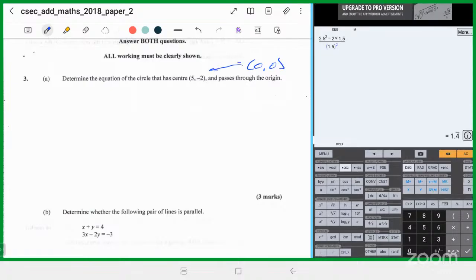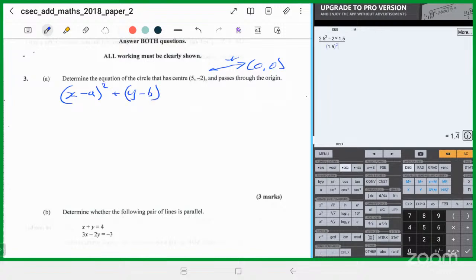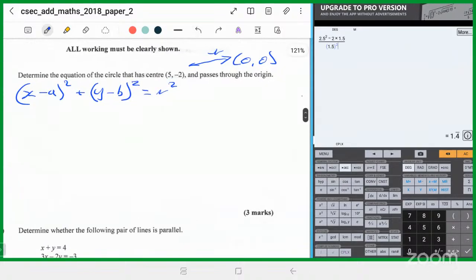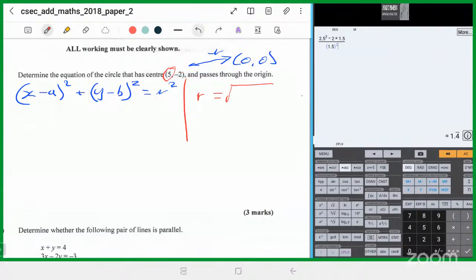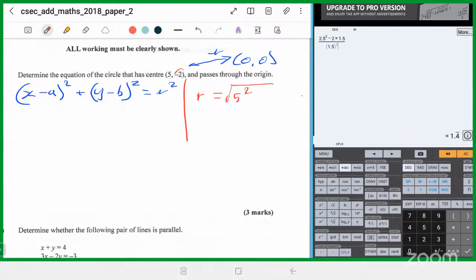The distance between these 2 points is the radius. So the equation is (x - a)² + (y - b)² = r². In this case, a is 5 and b is -2. So we need the radius, which is the distance between these 2 points, which is rather easy, because those 2 values are 0. So the radius is the square root of 5 squared, minus 0 squared, and -2 squared, minus 0 squared.